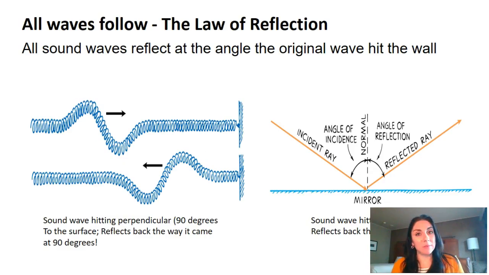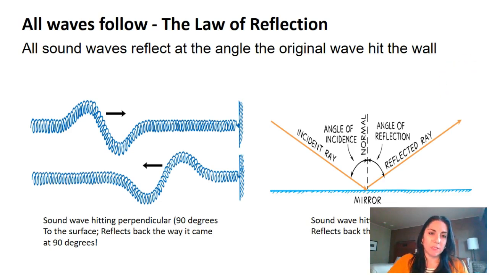So, regardless of the type of wave, all waves follow this thing called the law of reflection, whether you're sound, light, or water waves. The basic idea of the law of reflection, as complicated as it looks down here, is that the way the wave comes in is the same as the wave going out when it hits the surface. That's the law of reflection.